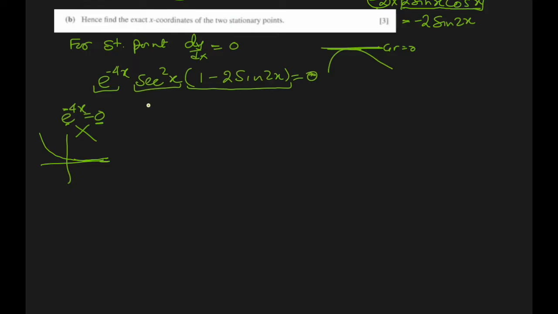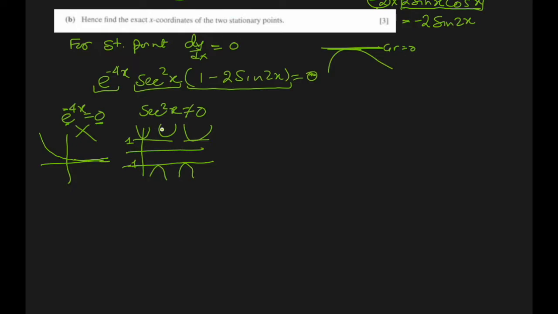Secant square x also cannot be 0 because secant, if we ignore the square, because square will make it a larger value, the graph of secant is something like this. It is outside 1 and minus 1. It is never ever 0, never ever 0 here at this level.